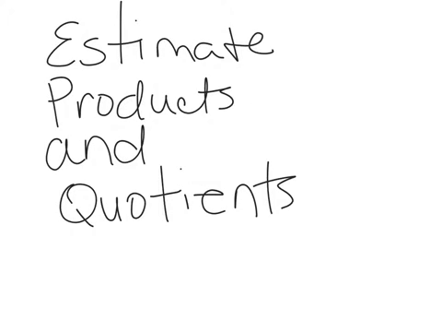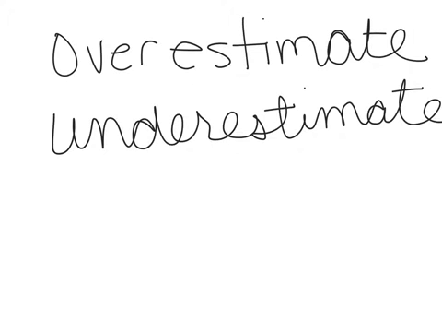Okay, so this lesson is on how to estimate products and quotients. And there are two types of estimates. There is an overestimate, which tells you that you have more than enough, and an underestimate that is actually less than what you'll need. So depending on the circumstance, you may want an overestimate or you may want an underestimate.